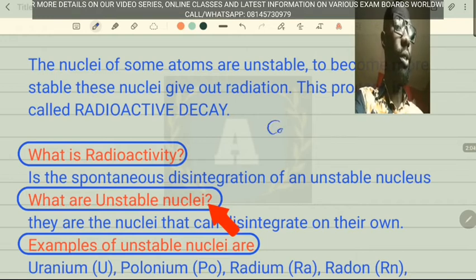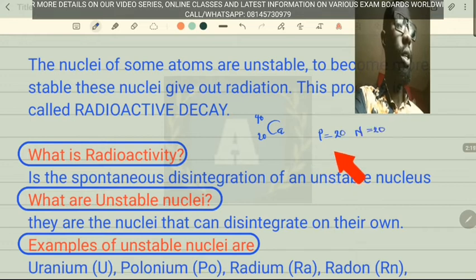For instance, calcium has a proton number or atomic number of 20 and a mass of 30. Now, calcium has a proton number which is 20 and a neutron number which is also 20. So the ratio of proton to neutron here is 1. Therefore, calcium is a stable atom. It has a stable nucleus, so it can never be disintegrated spontaneously.